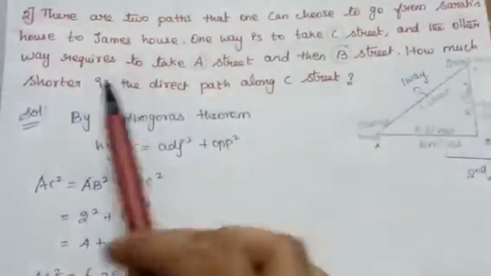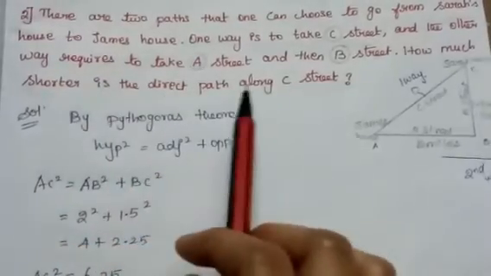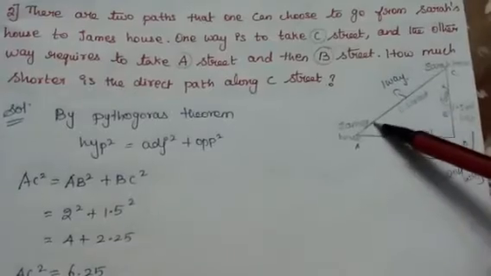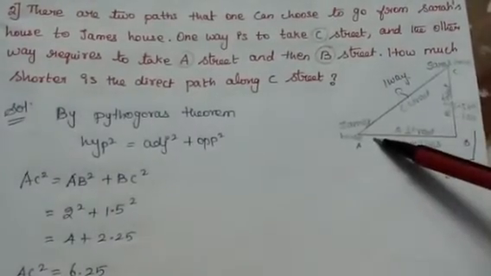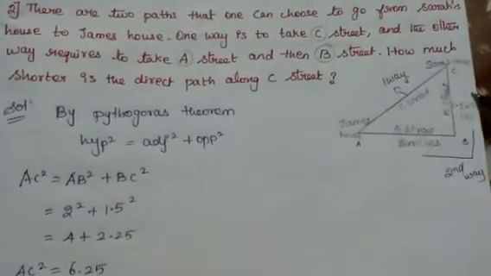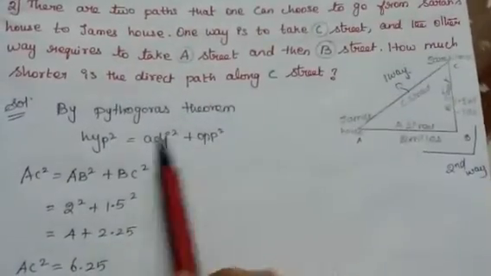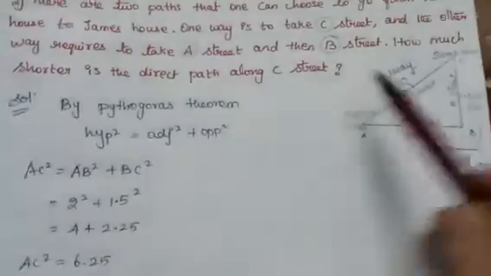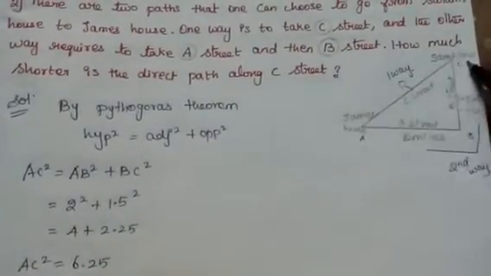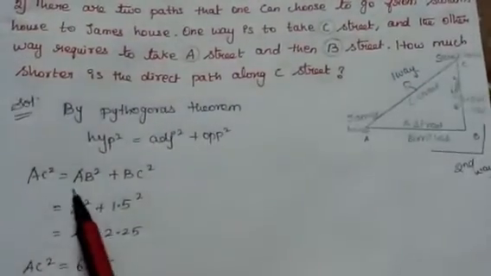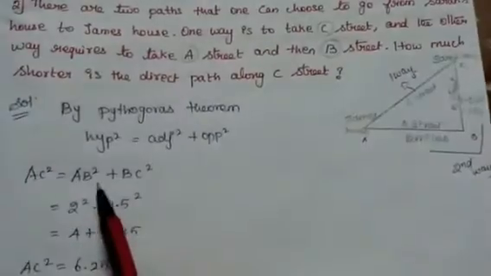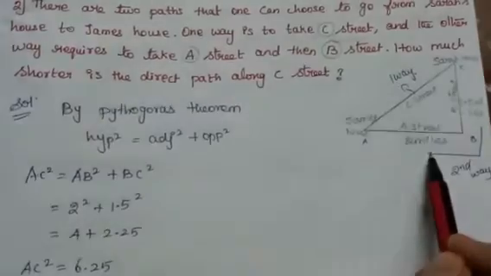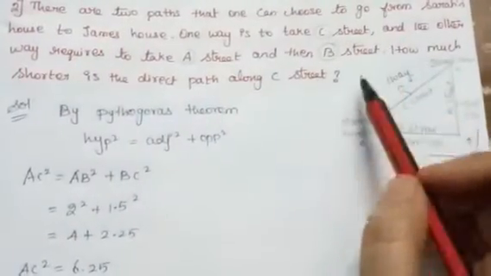Then how much shorter is the direct path along C Street? Which is the shortest distance, the direct path of C Street or the cutting path of A Street and B Street? By Pythagoras theorem, we can write hypotenuse square is equal to adjacent square plus opposite square. Here the largest side is AC. So AC square is equal to the other two squares, AB square plus BC square. AB is nothing but 2 miles. Here they have mentioned 2 miles.